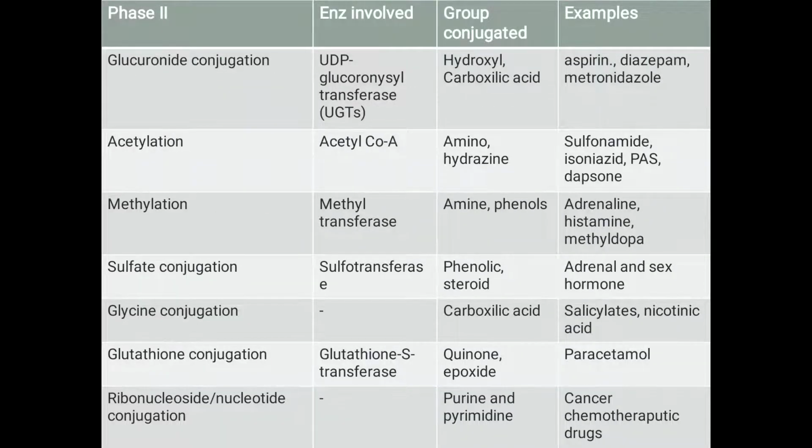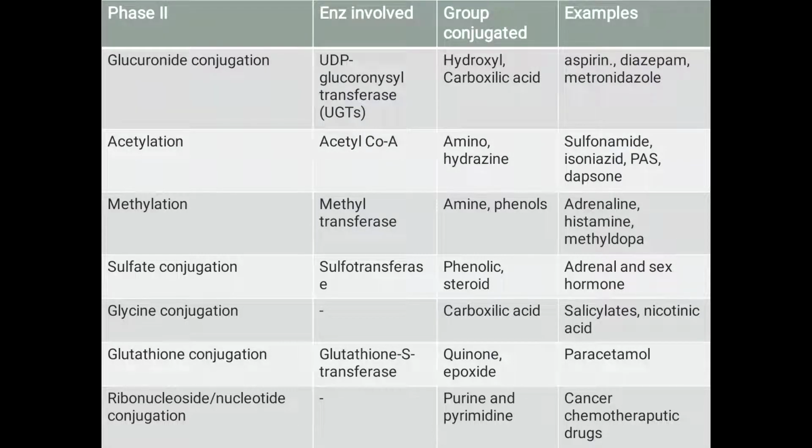Okay, now phase 2. Which are the phase 2 reactions through which a drug can be metabolized? So first one is glucuronide conjugation. The enzyme responsible for this reaction is UDP glucuronosyltransferase, and groups which are conjugated by this are hydroxyl and carboxylic acid. And drugs which are metabolized by this process are aspirin, diazepam, and metronidazole.